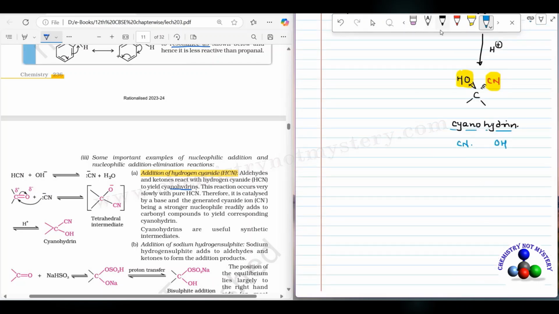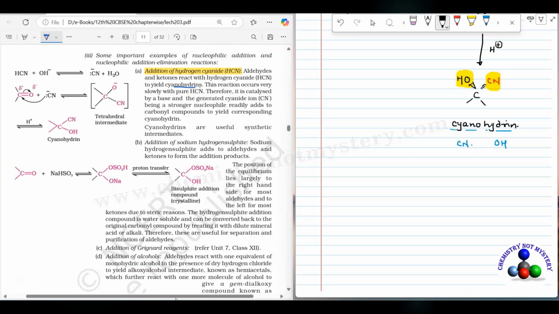So this cyanohydrin is a useful intermediate. When it undergoes oxidation, the cyanide group converts into a carboxylic group. When it undergoes reduction, the cyanide group converts into a primary amine. So that's why the cyanohydrin is a useful intermediate. Now come to the next reaction, addition of sodium hydrogen sulphite. Sodium hydrogen sulphite adds to aldehyde and ketone to form an addition product.